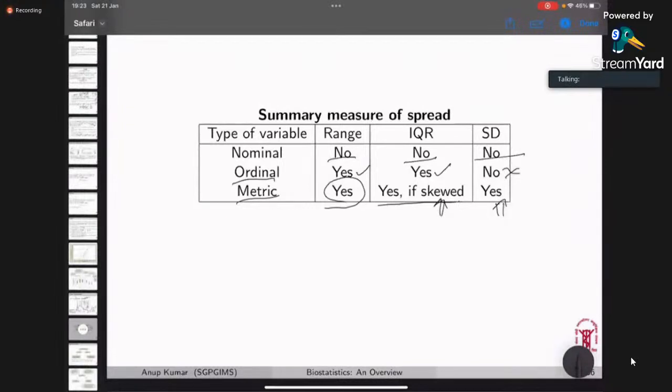So the summary of this talk, again I reiterate, is that if your data has a unit, you will say yes, it is metric. If your data has no unit, you will say no, it is categorical.